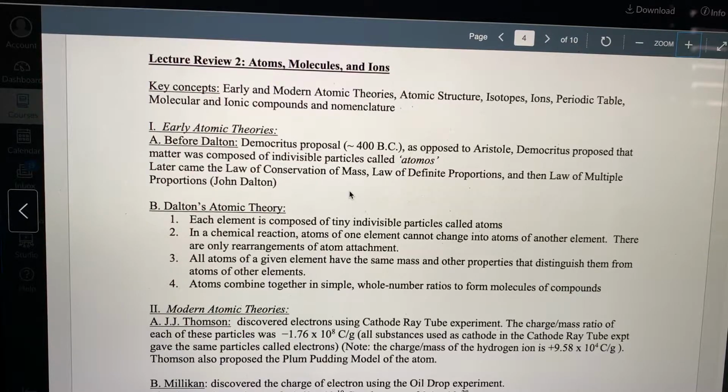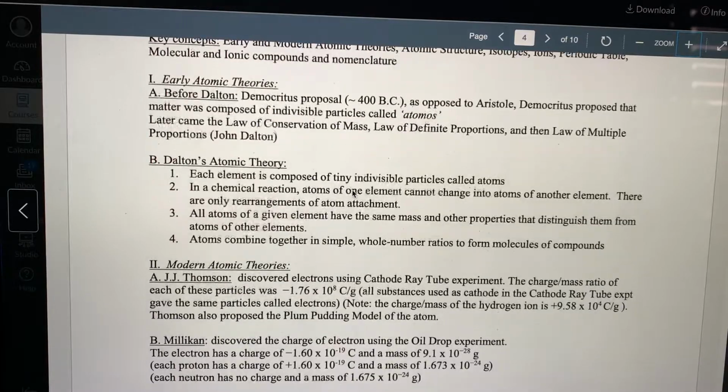Simply because carbon shows up in pretty much all organic matter. When you combust or burn everything down, you see the carbon, the black residue, before it keeps burning into carbon dioxide, which is colorless. And here's the key concept of John Dalton's atomic theory.